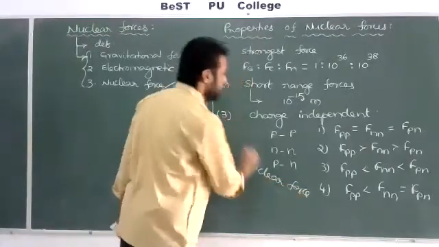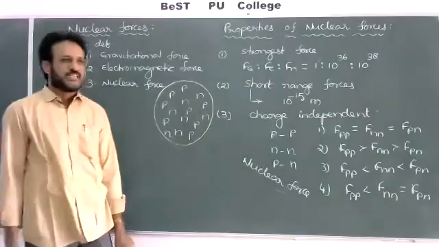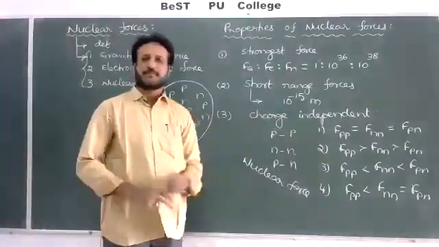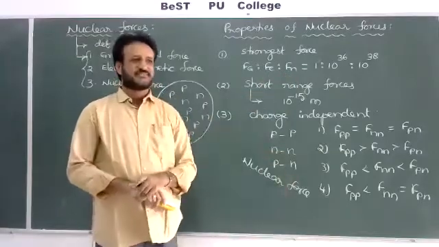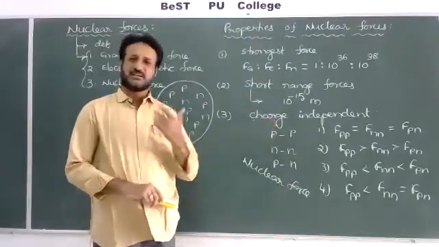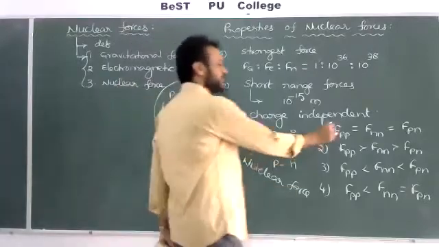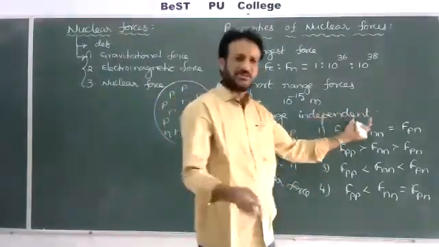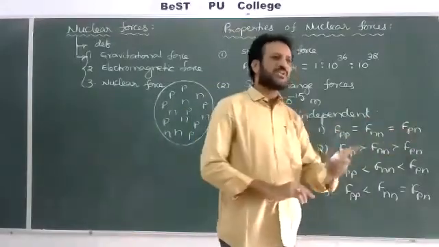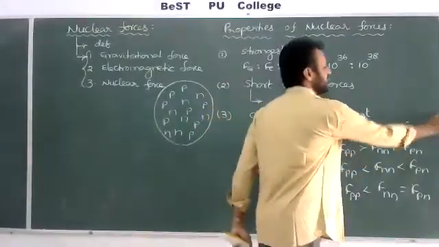Now what does the third point say? Nuclear force does not depend upon charge. So it does not depend upon charge means which option is correct? First option, because all the values are the same. So between the protons, whatever the value is, for example 10 Newton, the neutrons also 10 Newton, and proton-neutron also 10 Newton. So option 1 is correct.